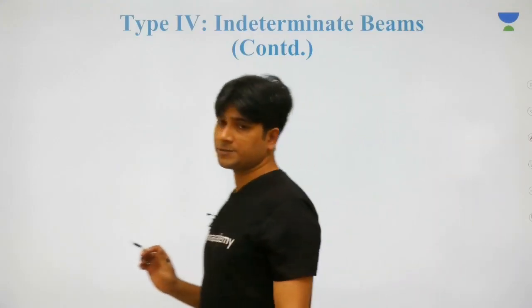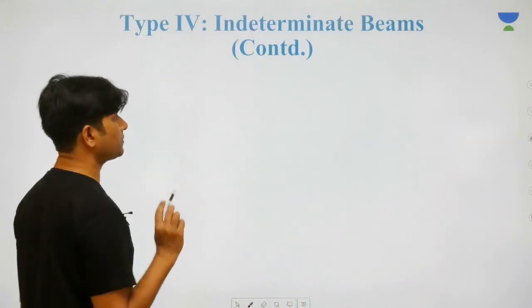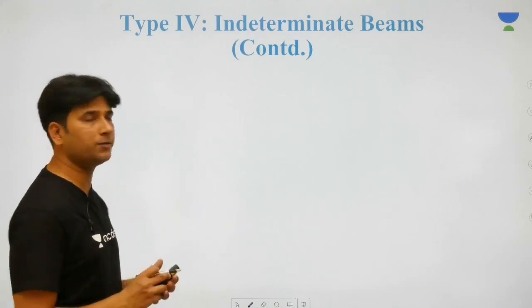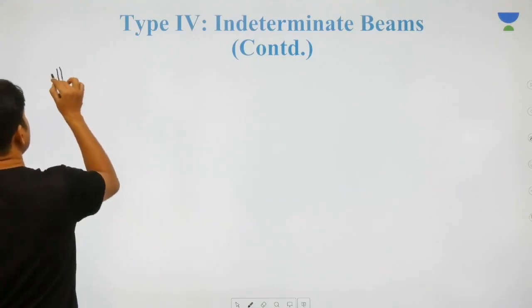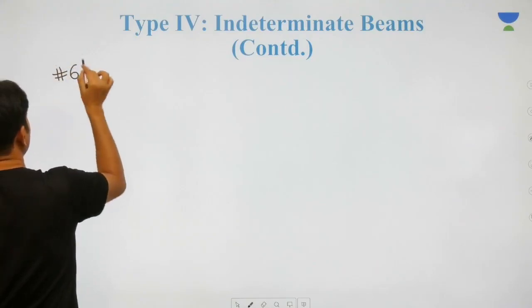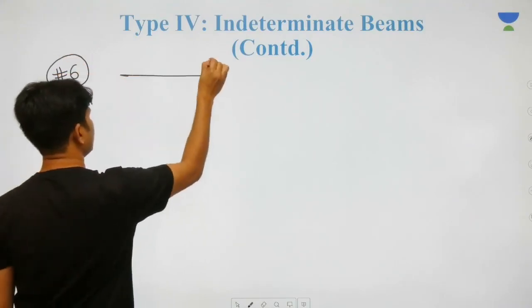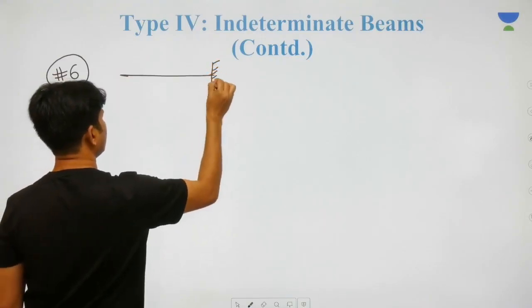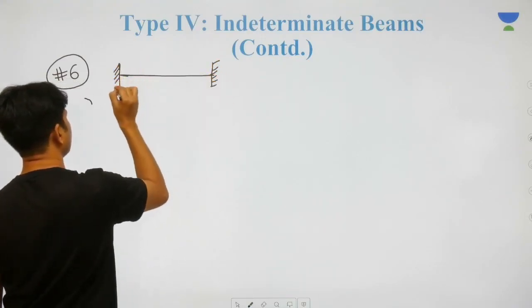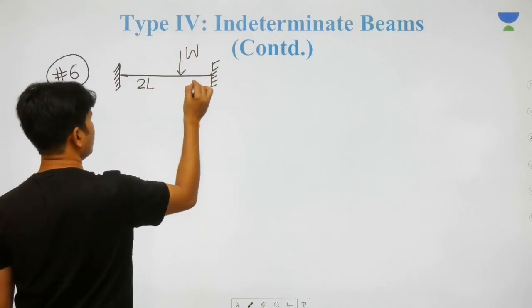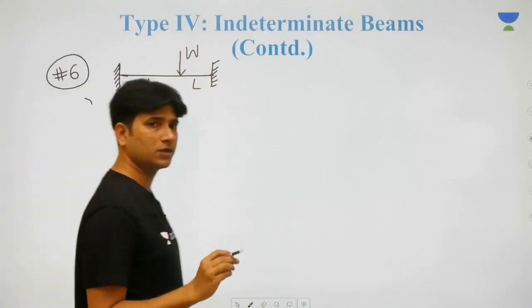If you have attended the previous part of this lecture, we have solved 5 problems there. So in that sequence, this is going to be example number 6. As example number 6, let's say we have got a fixed beam, and let's say this particular fixed beam, my dear friends, is subjected to a load W at 2L from one end and L from the other end.